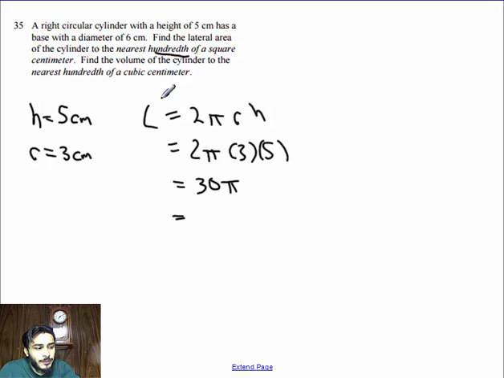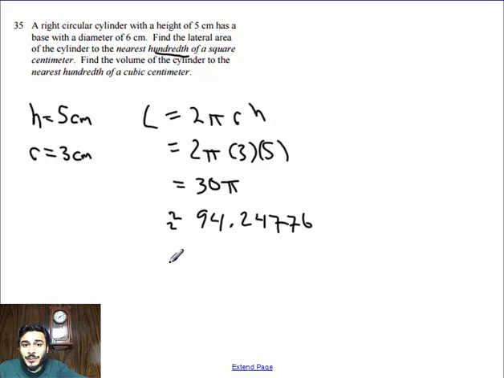So that's just going to be 30 times pi, which is 30 times 3.141592... We get approximately, I shouldn't write equals, we get approximately 94.24776, but we're going to round it to the nearest hundredth. So the hundredths place is right here.